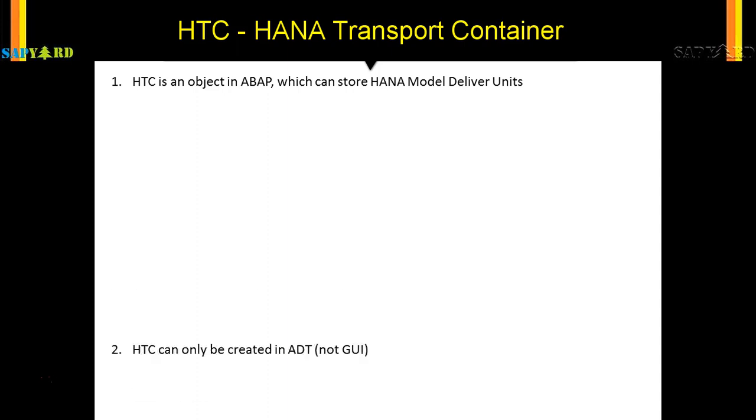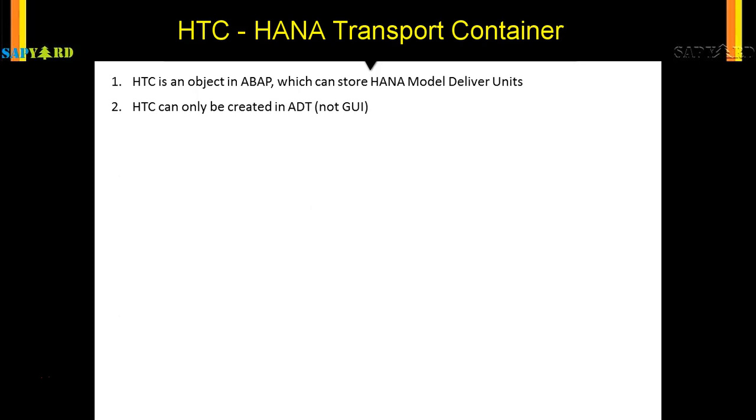So if someone asks you what is HANA transport container or what is an HTC, your answer can be: HTC is an object in ABAP which can store HANA model delivery units. So HTC can only be created in ADT. So you cannot create HTC in GUI. Okay, that's the second point.